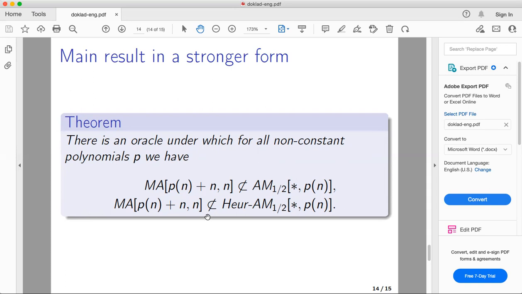And also the analog of the second theorem works also in this strong form.